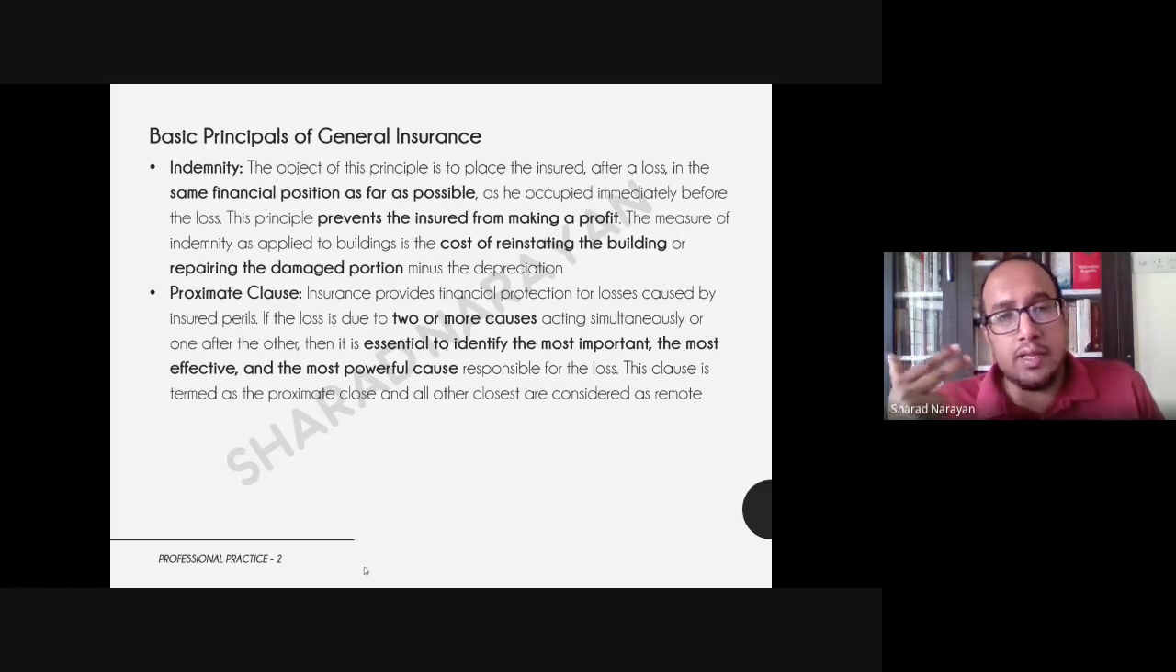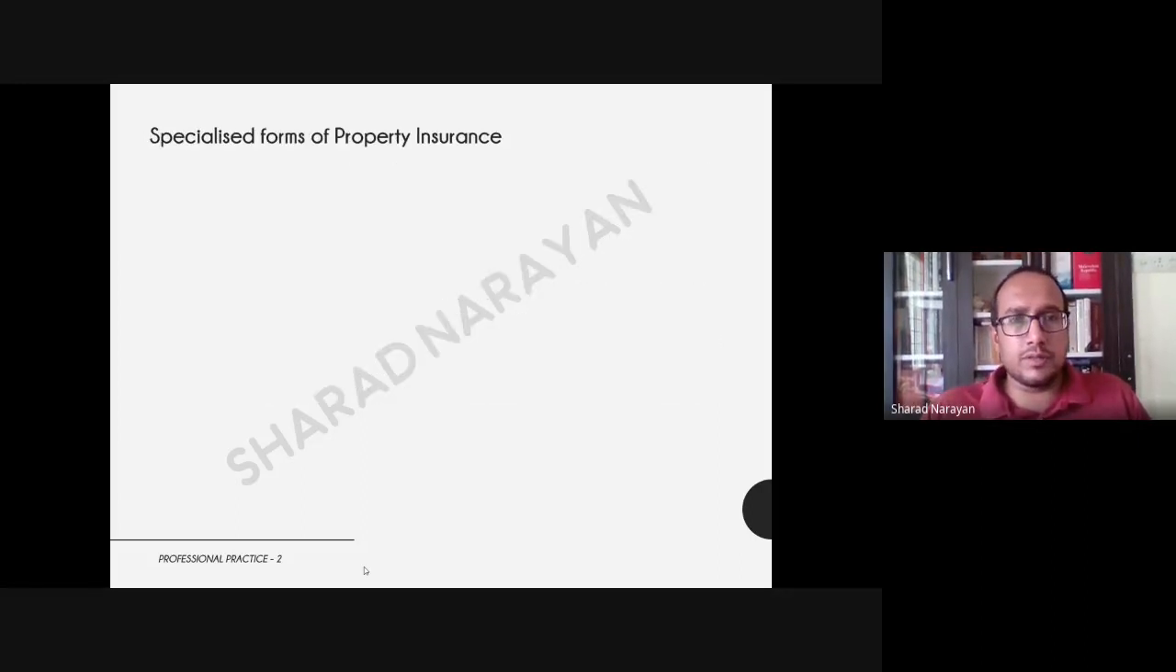That damage is considered primarily in terms of loss reimbursement. Fire is a cause of secondary loss. Damages which are caused by fire are considered remote and will not necessarily be reimbursed in this particular example. I hope I have been clear with regards to the basic principles of general insurance.